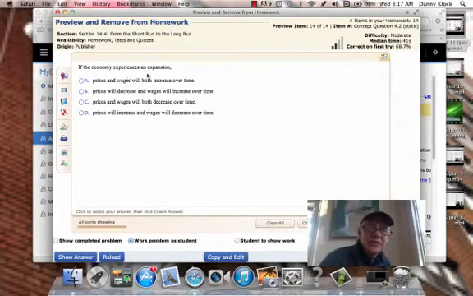An economy experiencing an expansion, if things are going well, basically, there could be inflation. So both prices and wages will increase, right? Because if you're expanding, people have more money. So again, producers will raise their prices. There's more need for workers, so there'll be upward pressure on wages too.